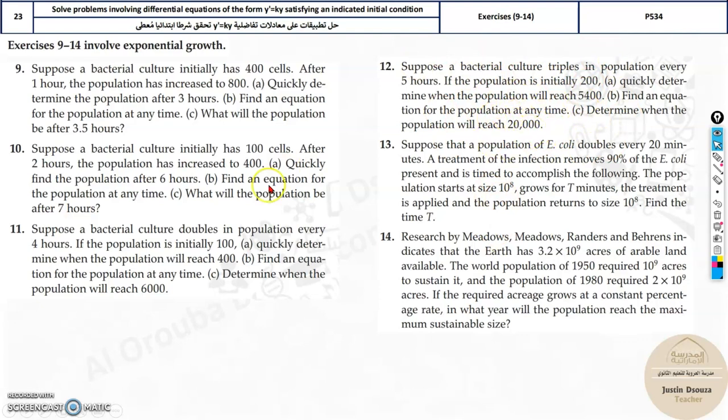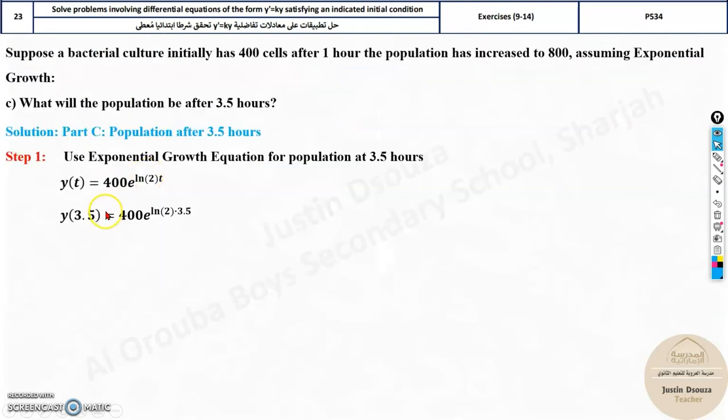Or they'll ask you when will it reach? Say for example, what time does it reach 5,000? All you need to do is substitute 5,000 instead of y of t and solve for t. And once you substitute, write the given and everything, the formula, you can directly solve it in the calculator. Or you can show the steps. It's very simple. Take this to the other side and solve, or you can do it in the calculator to check your answers.